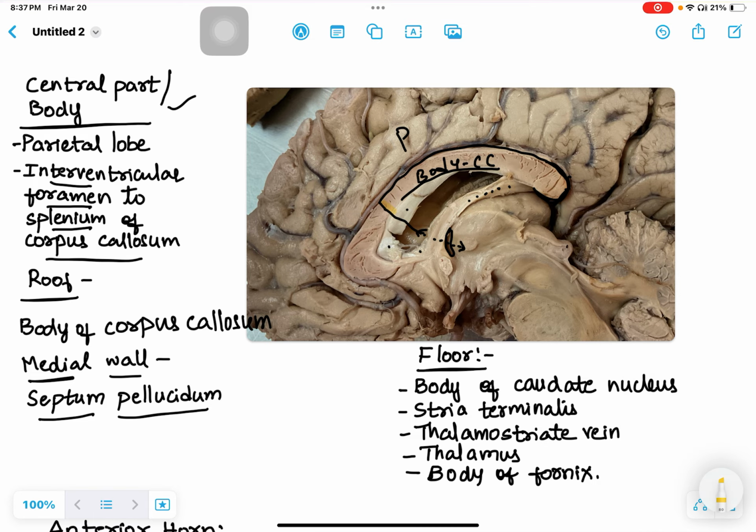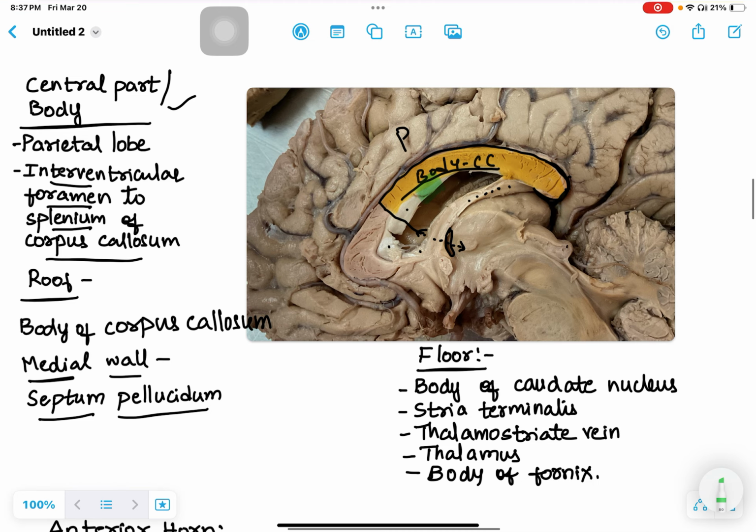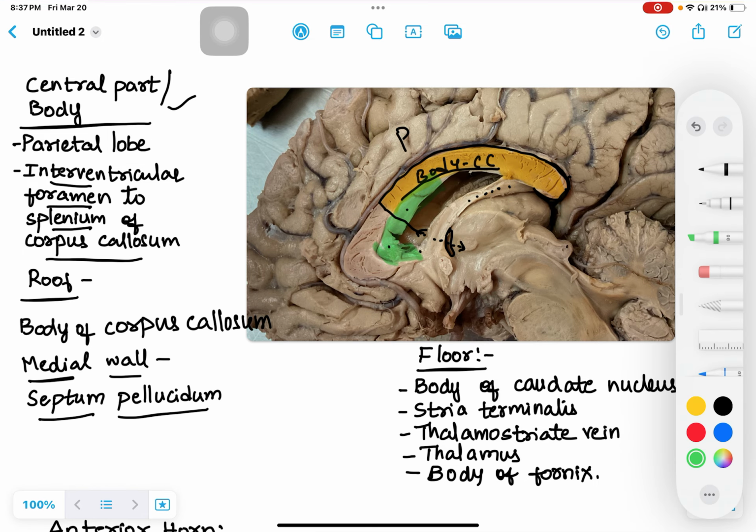So this is the corpus callosum. The roof is formed by the body of the corpus callosum, and the medial wall is formed by the septum pellucidum. Part is removed, some part is there here. So this is the septum pellucidum, and the floor. Here the floor is formed by various structures from lateral to medial.